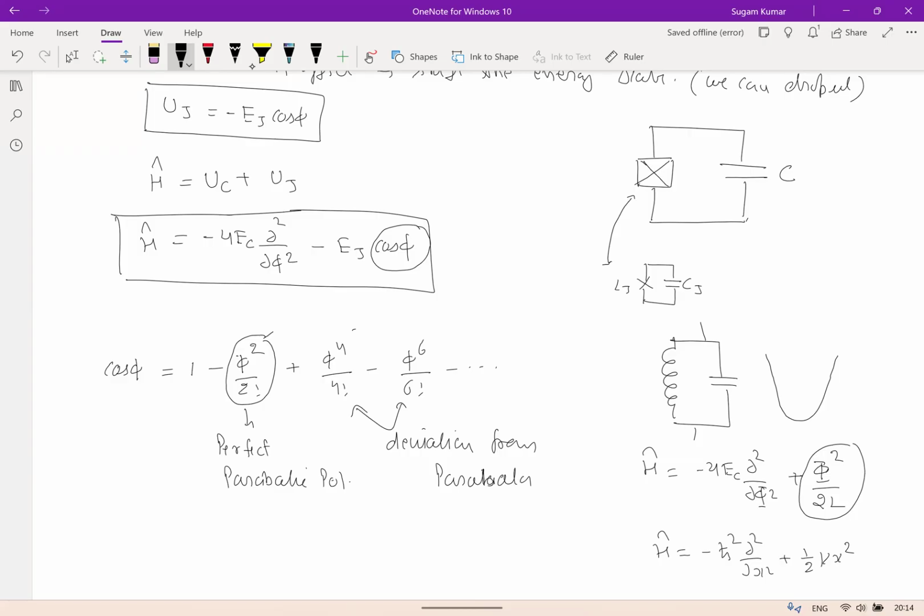As a result, in this case, you can see that the potential is going to be like this way. And of course, in the parabolic case, you will see the energy levels are equally spaced. And when you solve here, you will see that the energy levels are decreasing slowly.